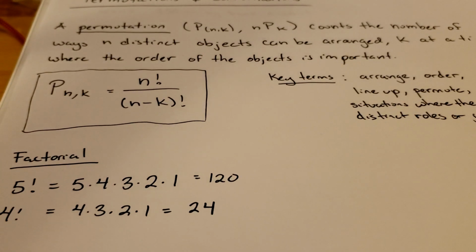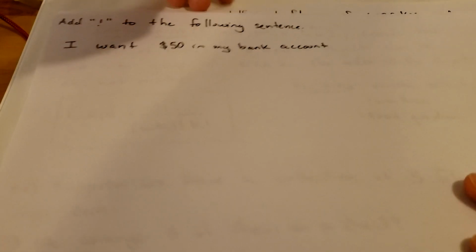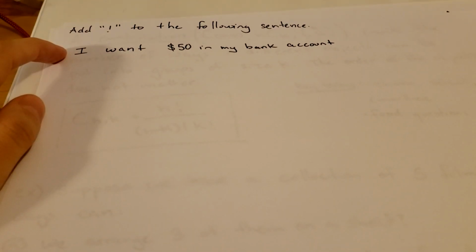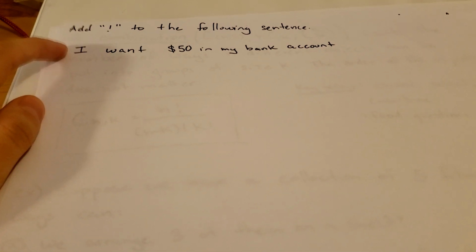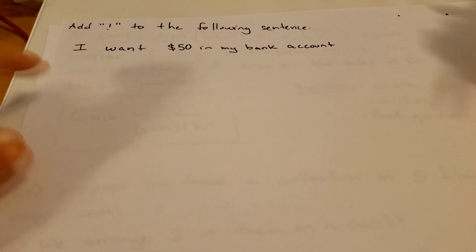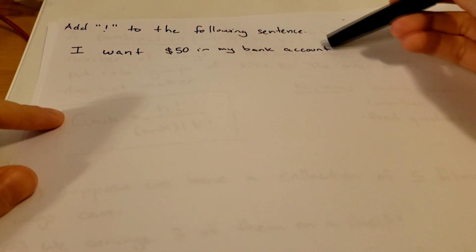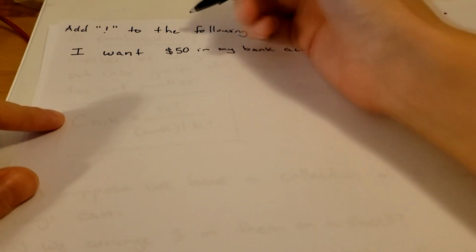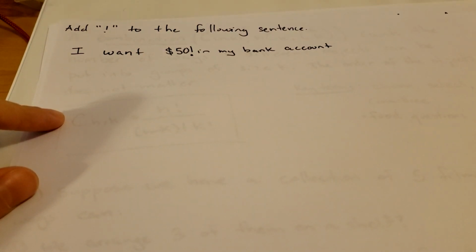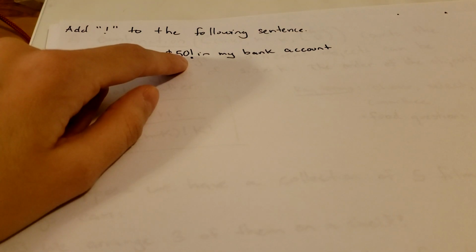And now let's have a math joke about factorials that I would still find a way to sneak in if we weren't quarantined. So let's say we want to add an exclamation point to the following sentence. I want $50 in my bank account. Now, if you're not somebody who knows what factorial means, you might be tempted to put the exclamation point over here. If you know what factorial means, and now you do, you're going to know you want to put the exclamation point here, because that number is a lot bigger than 50.